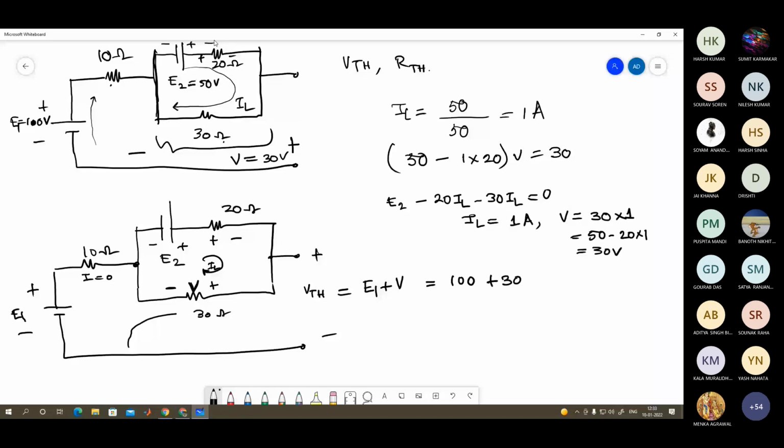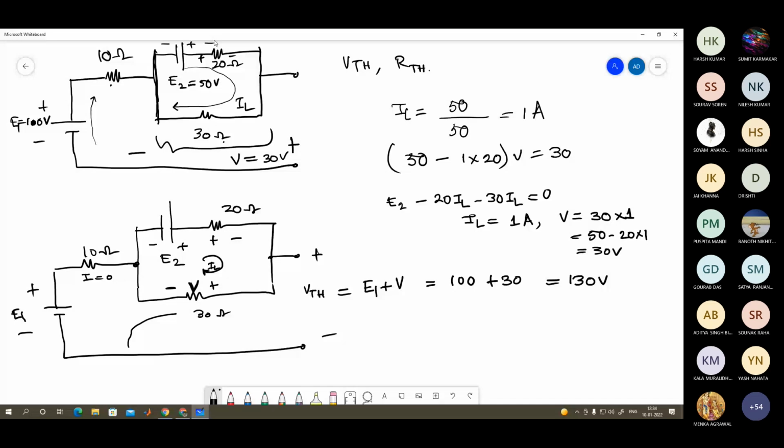If there was no resistance present in this path, and if this is open circuit, then we will get VTH equal to 150. But now, because of the presence of this circulating internal current, we are getting a drop of 20 volt here because of this path. So 50 minus 20 will give you 30 volt. Okay, so VTH equal to 130, and what is your RTH?